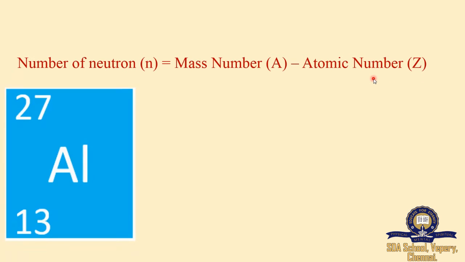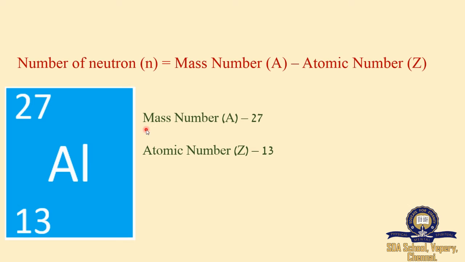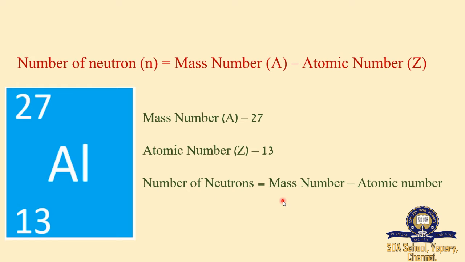For example, let us take the aluminum element. To get the number of neutrons, we need to subtract mass number minus atomic number. So here, what is the mass number and atomic number? Mass number is 27 and atomic number is 13. Remember, mass number is always in superscript and atomic number is always in subscript. So 27 minus 13 gives 14. So the number of neutrons present in aluminum is 14. Hope it's clear to you.